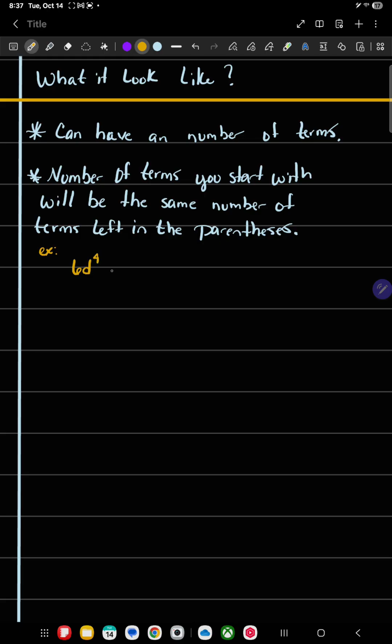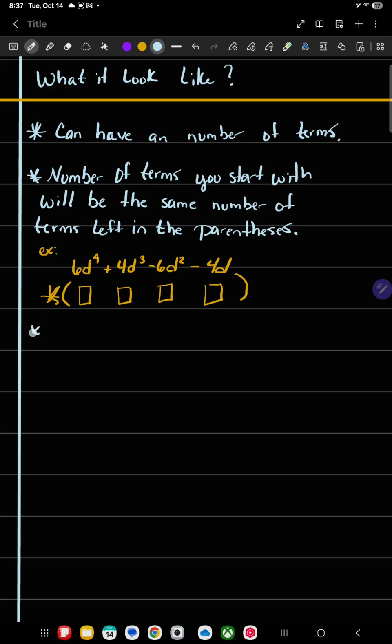6D to the fourth plus 4D to the third minus 6D to the second minus 4D. All right. You won't ever lose a term by doing greatest common factor. When you do your parentheses, you will pull out X amount, right? But you will still have 4 terms left in the parentheses. All right. They're just, like I said, you're trying to get it for a cheaper amount. All right, let's keep going.